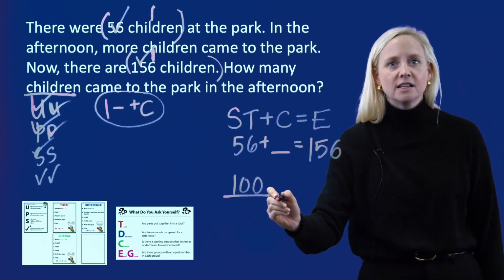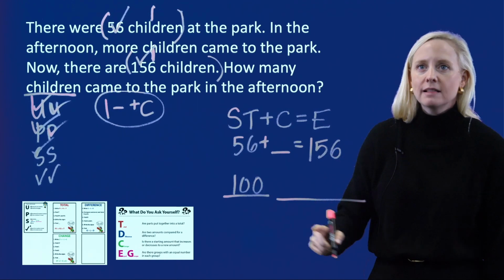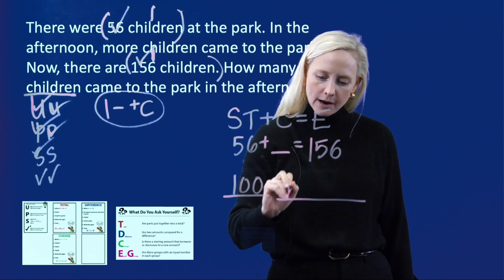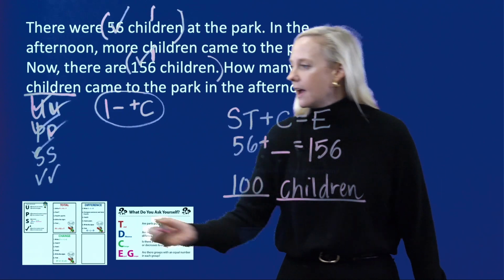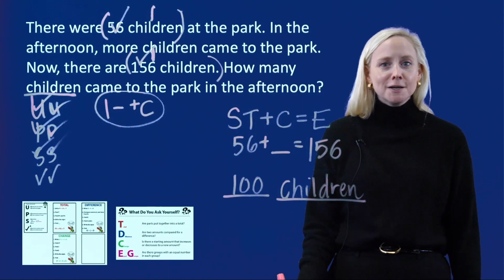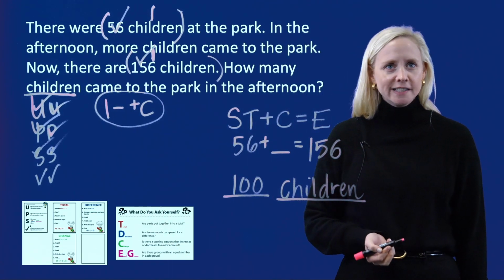But I'm not finished. My number answer, I need my label. All I need to do is look at my question sentence. I underline children. I have my number answer and my label answer. Very last thing, we have to check for reasonableness.